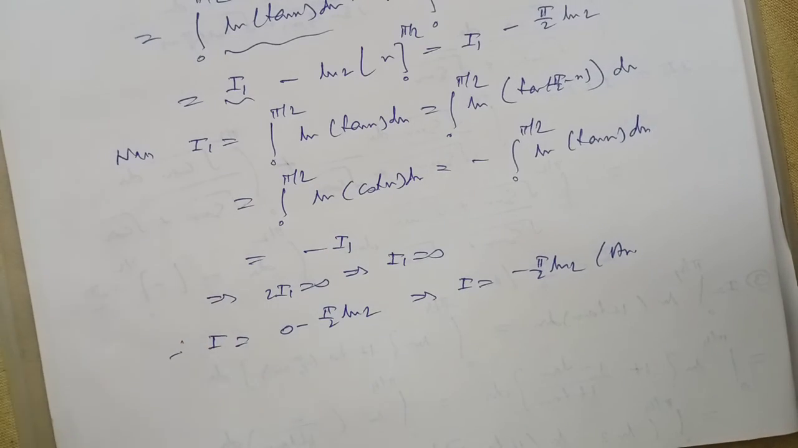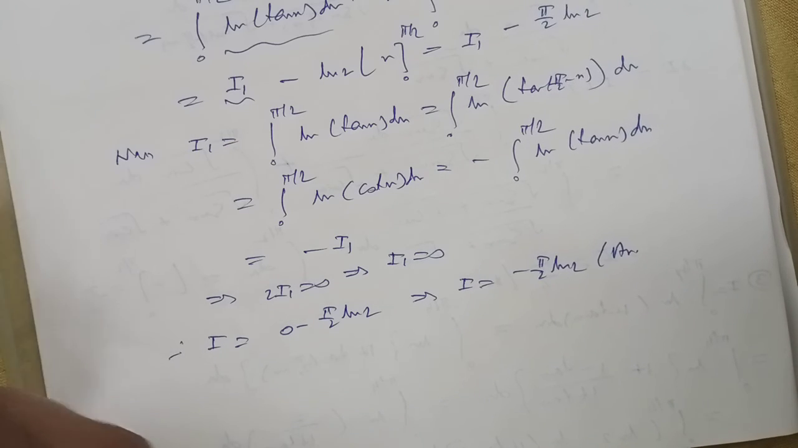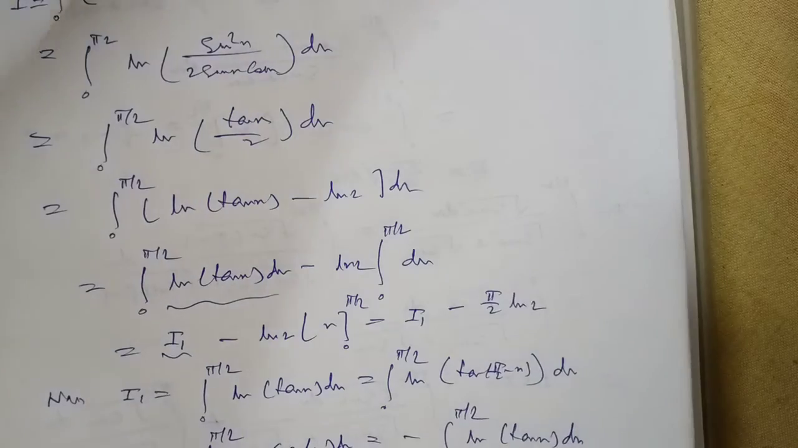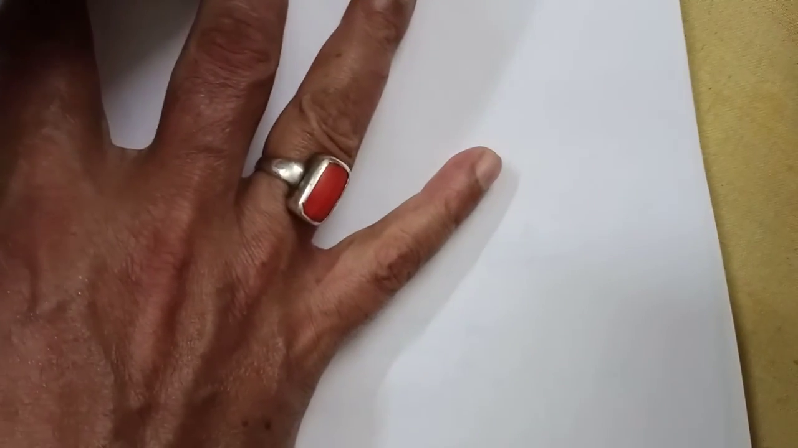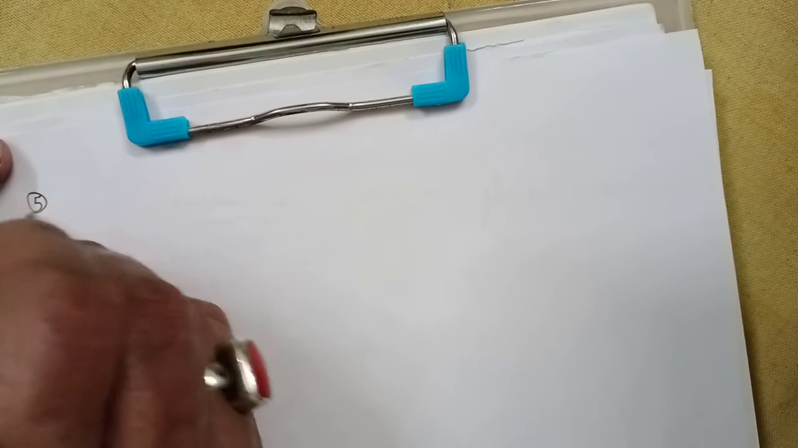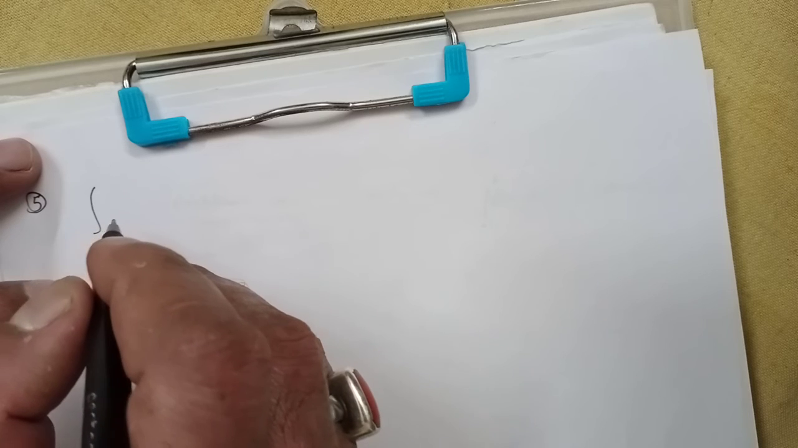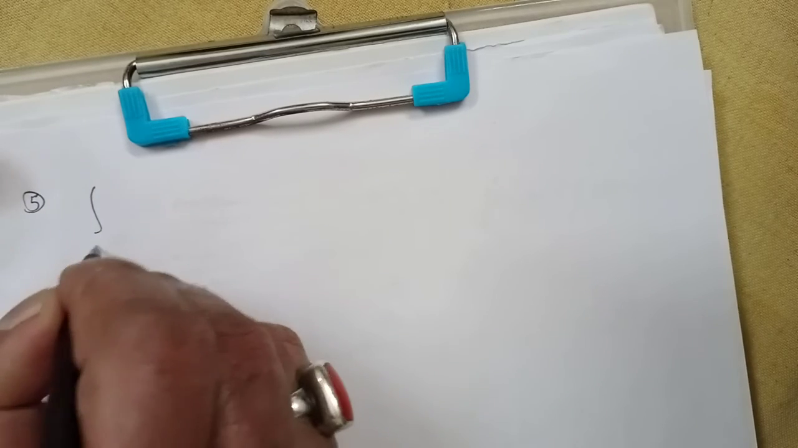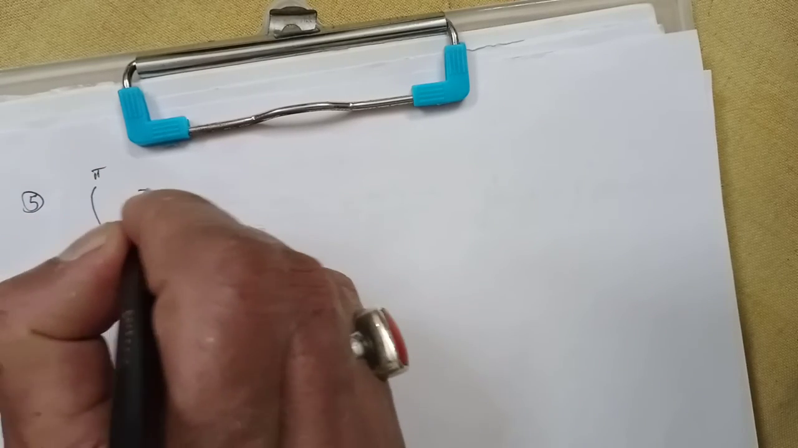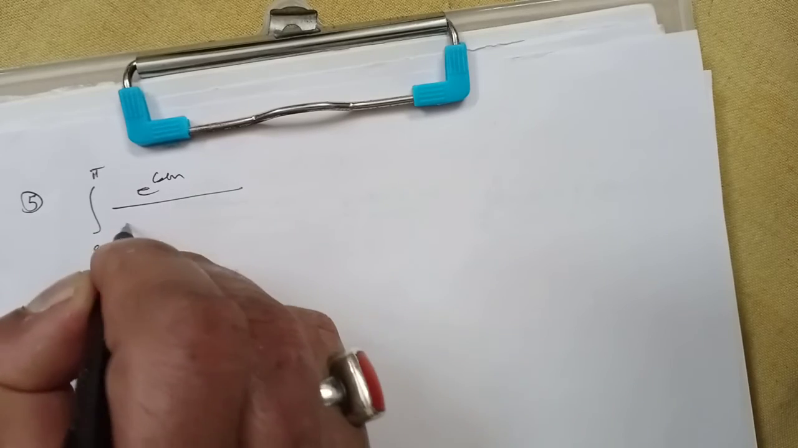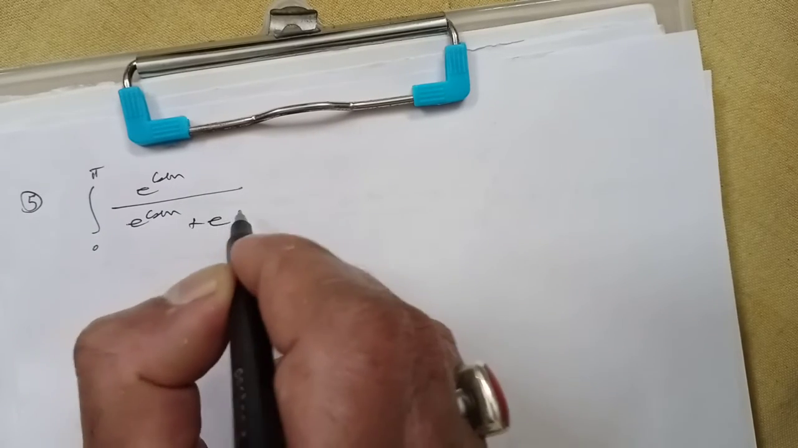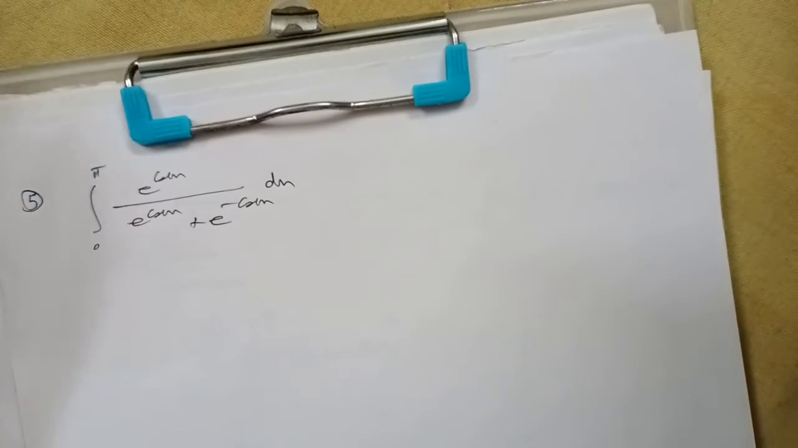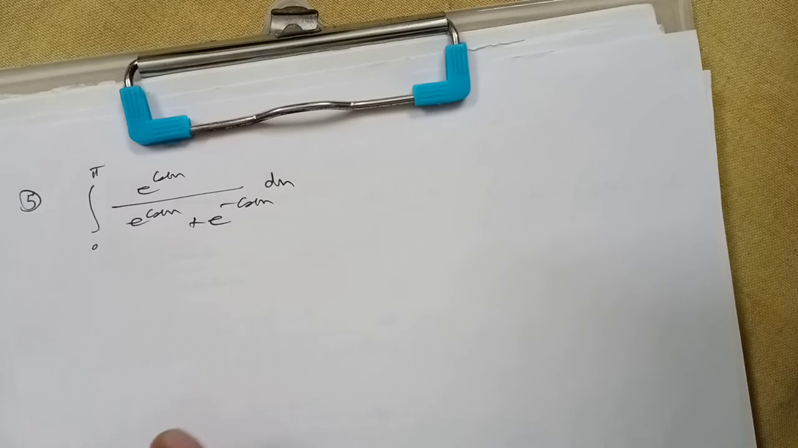Next, let us do our fifth problem. Fifth problem, which is integration 0 to pi of e to the power cos x divided by (e to the power cos x plus e to the power minus cos x) dx. Now this is your I.